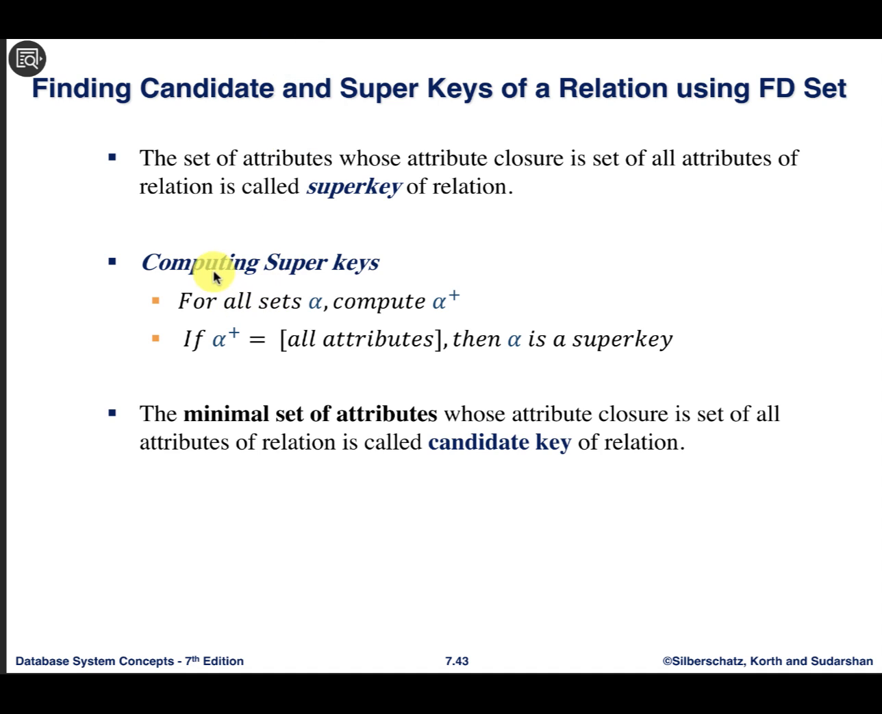So to compute the super key for the set alpha, for example, compute the alpha closure. So all the entire set. If it's going to contain all the attributes that belong to the relation R, then it's going to be a super key. A minimum set of attributes whose attribute closure is the set of all the attributes of a relation is called a candidate key of the relation. Must be a super key and must be minimum.